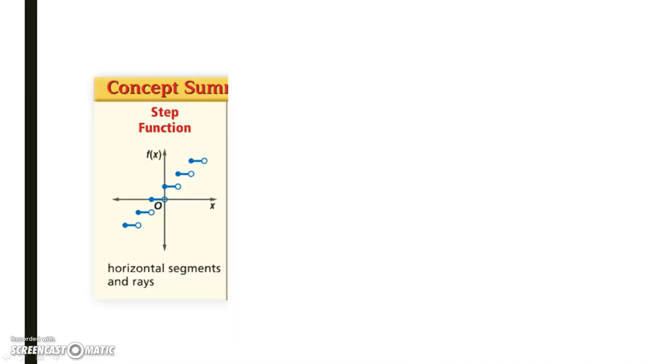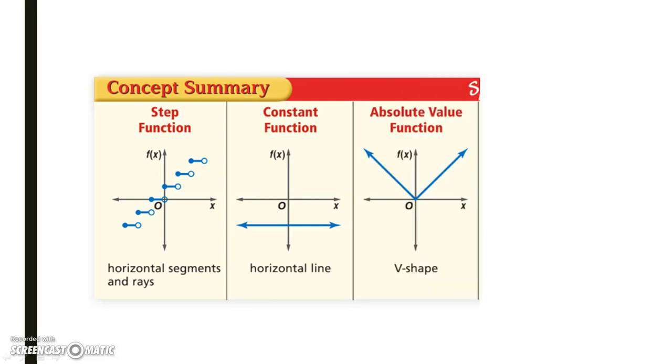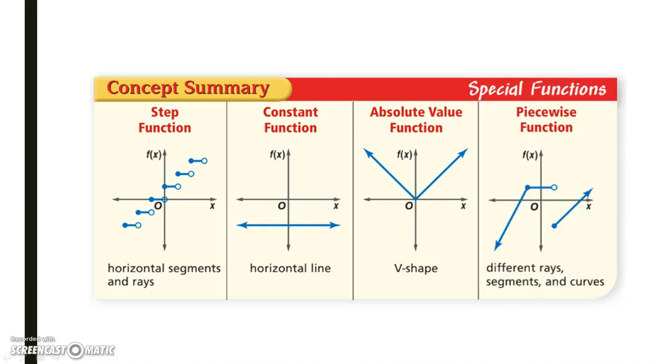All right, so let's look at all these functions again. You've got the step function, which is just horizontal segments and rays. You've got the constant function, which is a horizontal line. You've got the absolute value function, which is a V shape. You've got the piecewise function, which is different rays, segments, and curves.